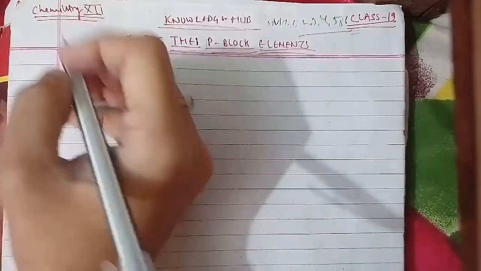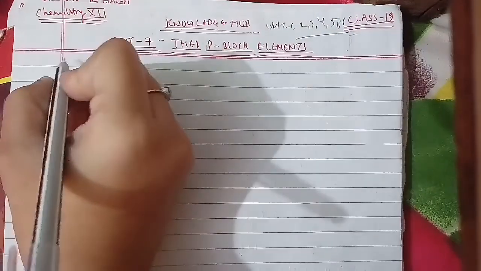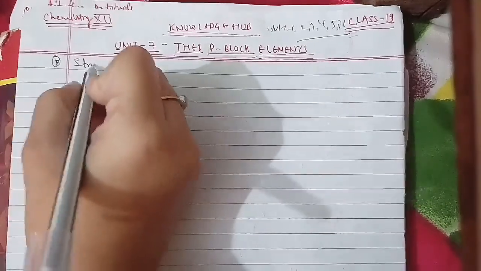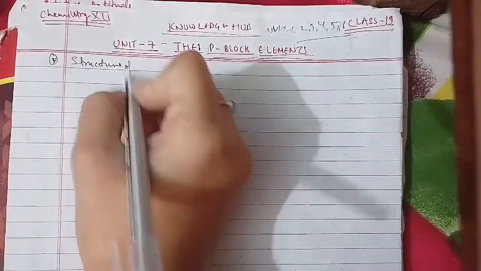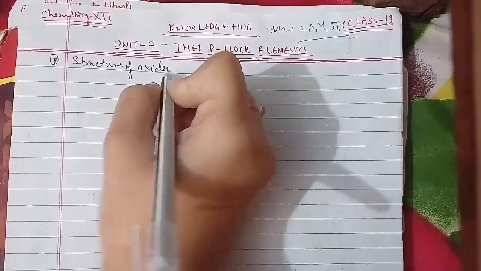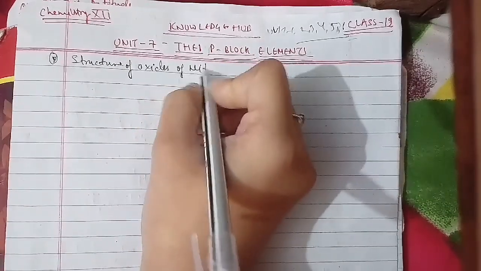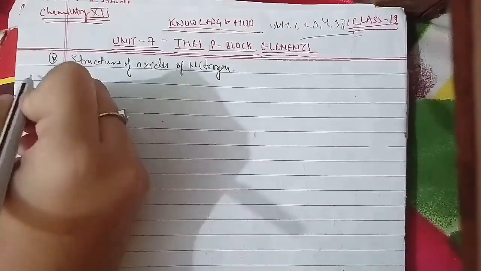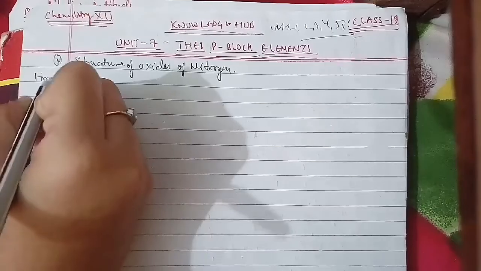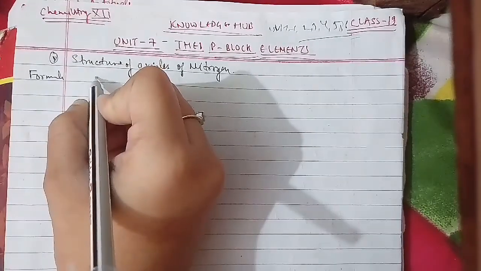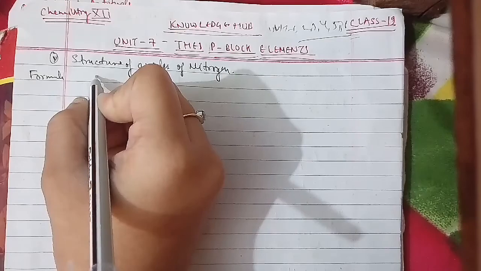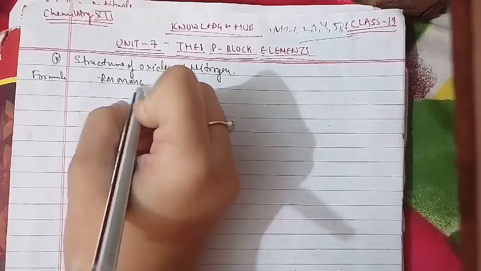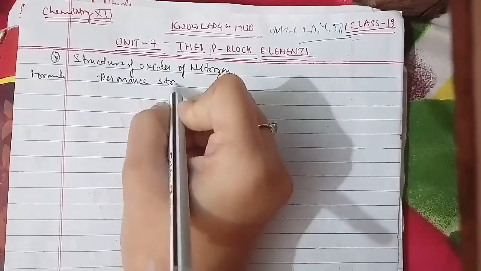First, this is the structure of oxides of nitrogen that we have to go through. We have a column for the formula, then another column for the resonance structure, and the third column is the bond parameter.